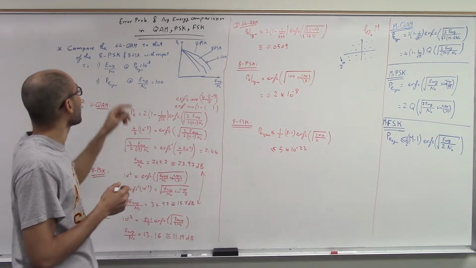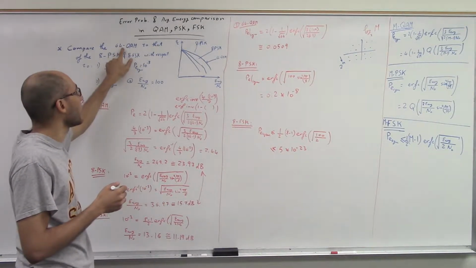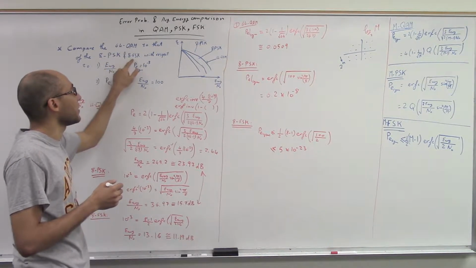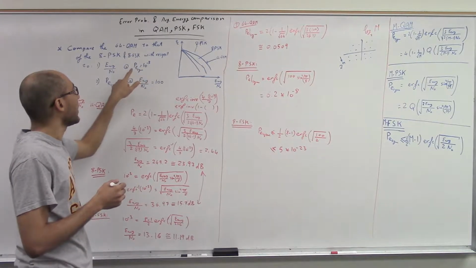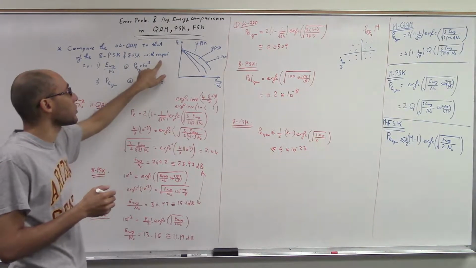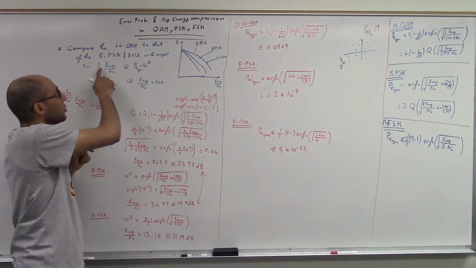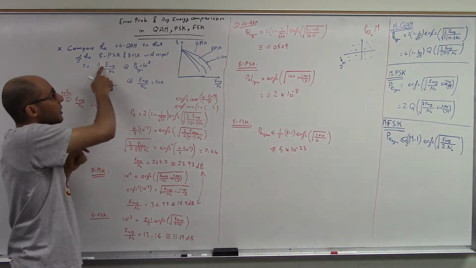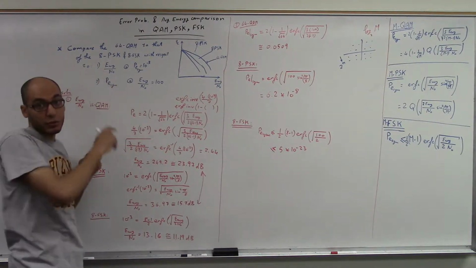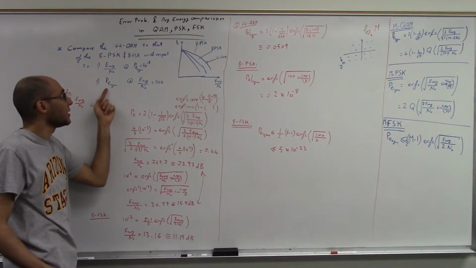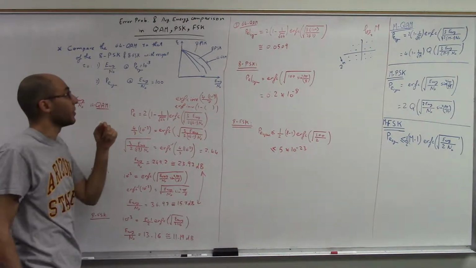So in the question we're required to compare the 64 QAM to that of the 8 PSK and the 8 FSK, okay? And we want to do this with respect to two metrics. The first one is the average energy per bit, which is the signal to noise ratio, and the second one is the symbol error probability.